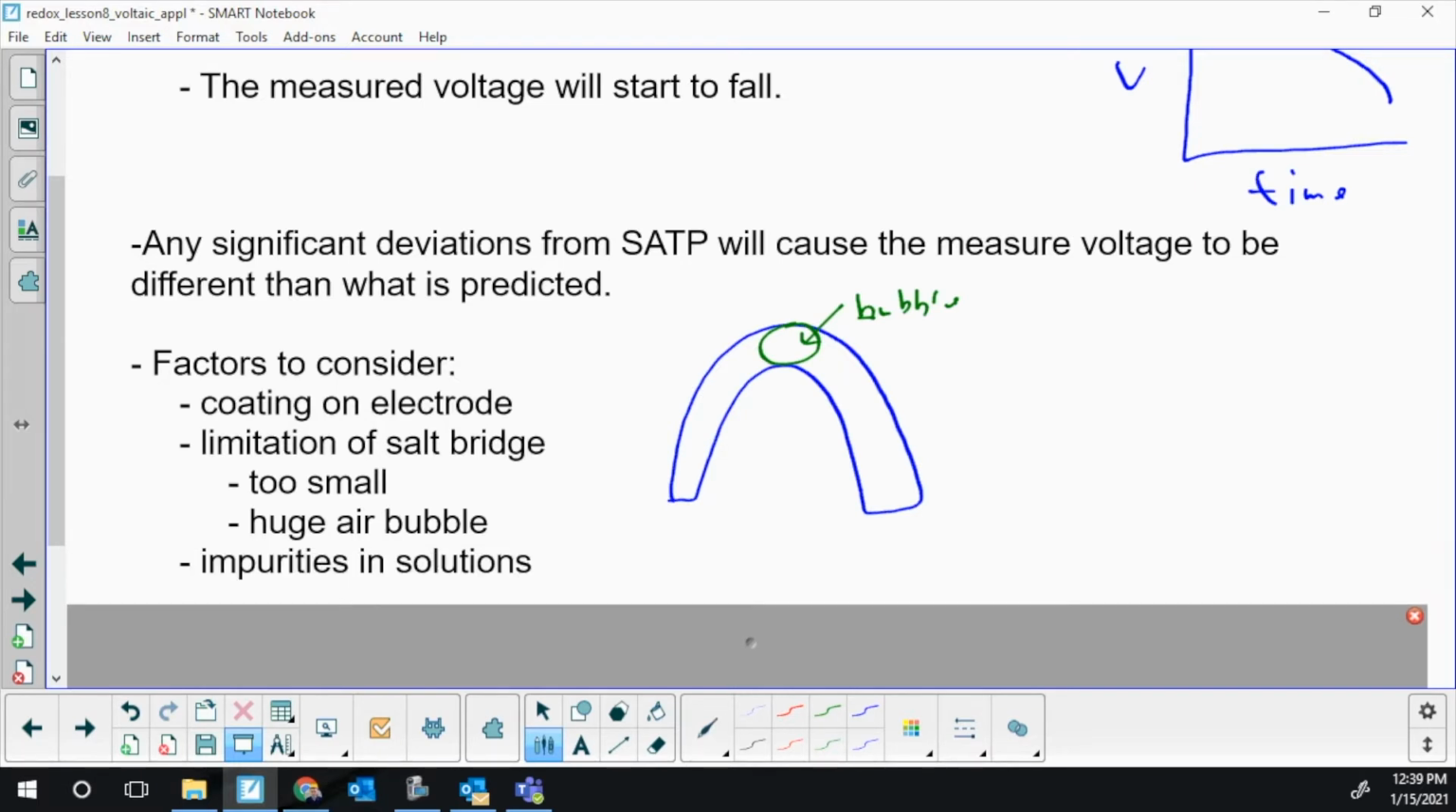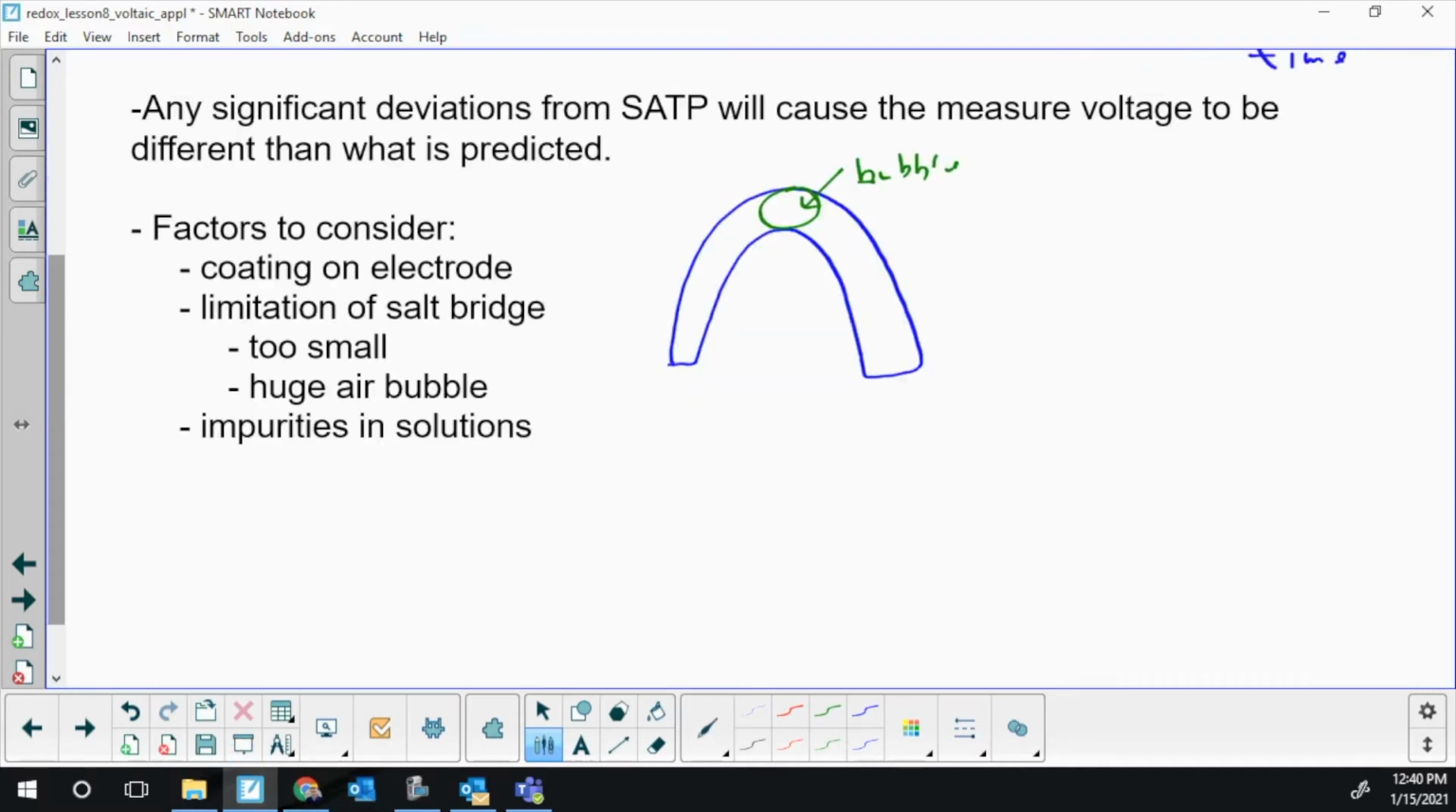Last, if your solution is made out of a whole bunch of ions. So if a student messes up and doesn't pour our solutions back, it's half nickel, half copper. You're not going to get the right numbers. And that's why we're very careful collecting those.